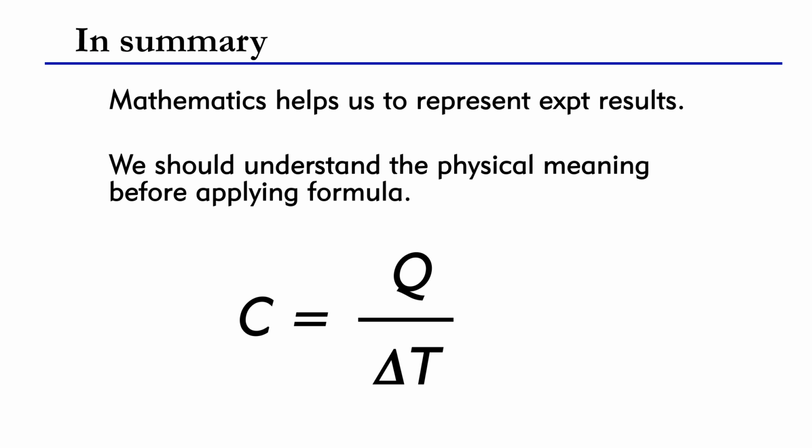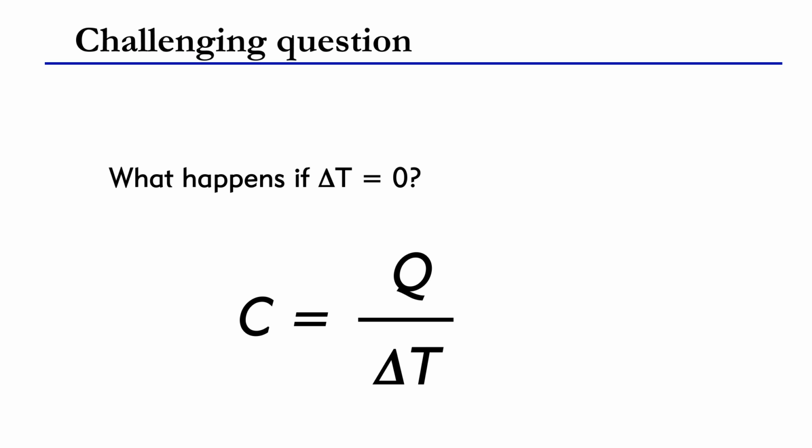Before we end, I would like to ask you a question to challenge your knowledge in mathematics and physics. From the formula C equal to Q over delta T, what happens if delta T is 0?